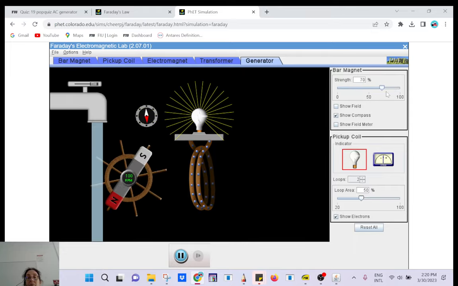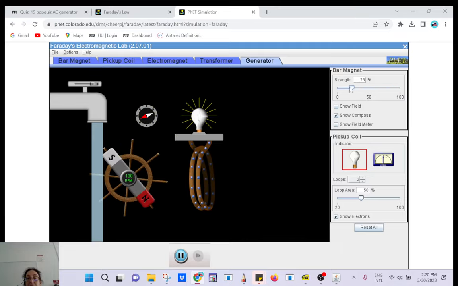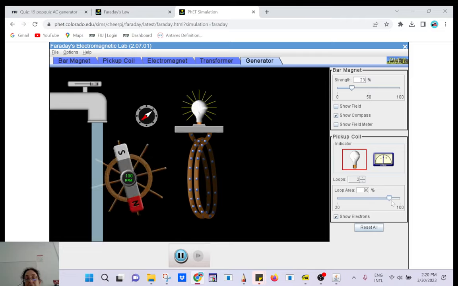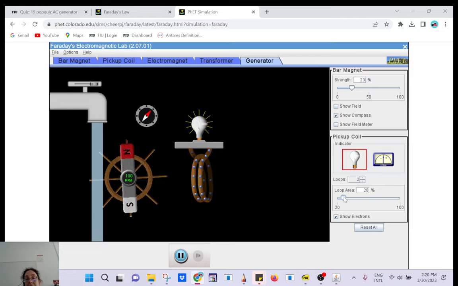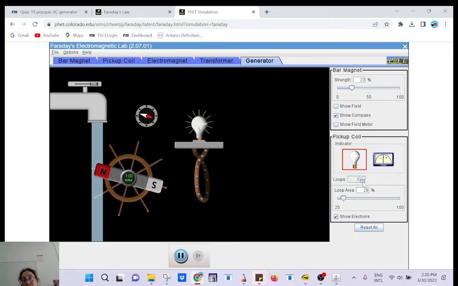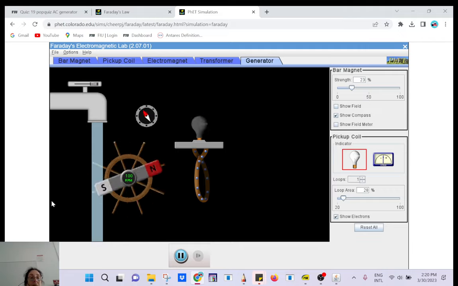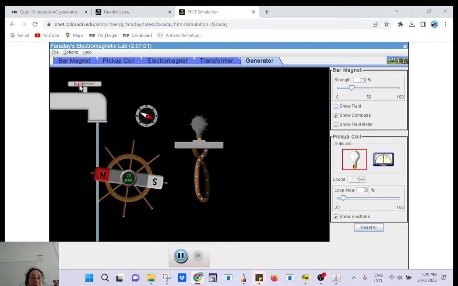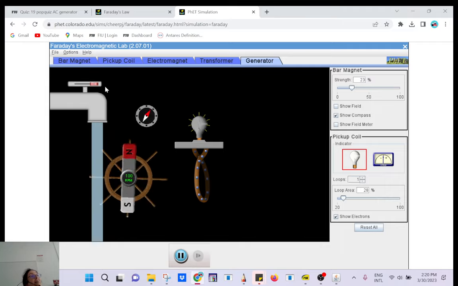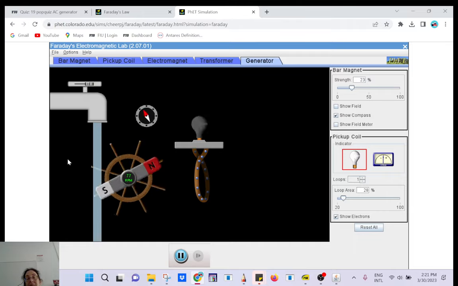I can make the magnetic field stronger, I'm going to get more light; weaker, less light. I can increase the area, more light, less light. I can increase the number of loops, more light; decrease the number of loops, less light. And if I spin slower, I'm going to get less light, and here I have more light. Okay, so the EMF depends on the number of loops, the magnetic field, how fast it's spinning, and the area.